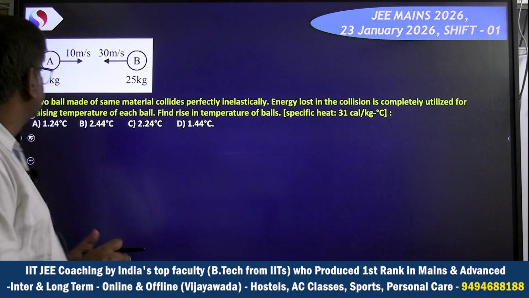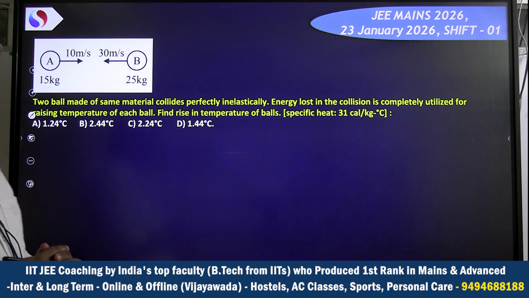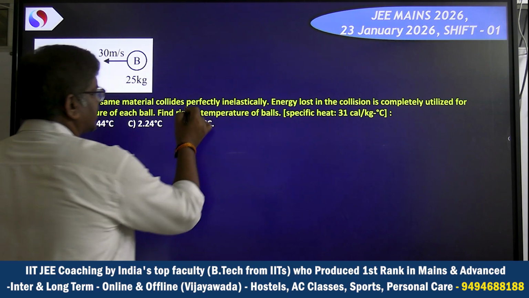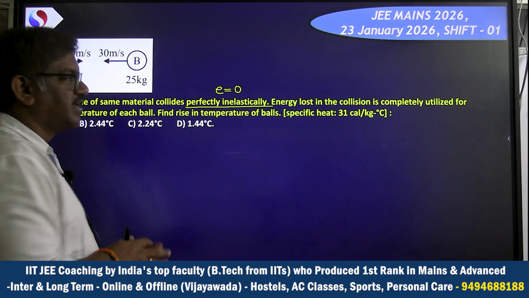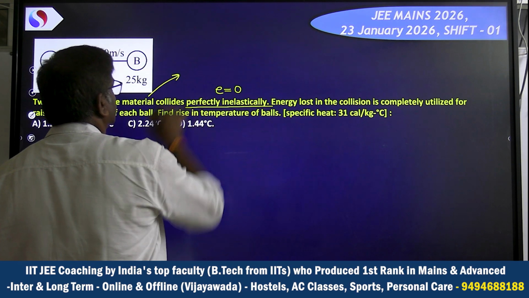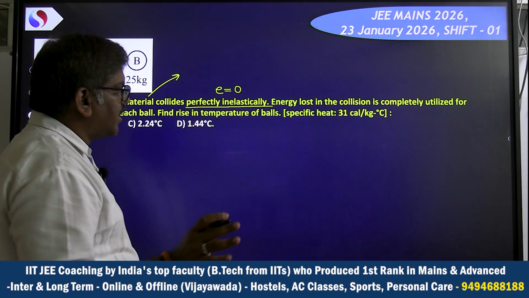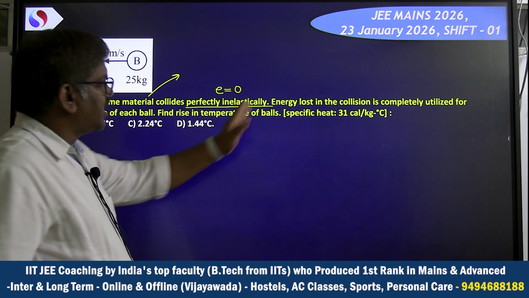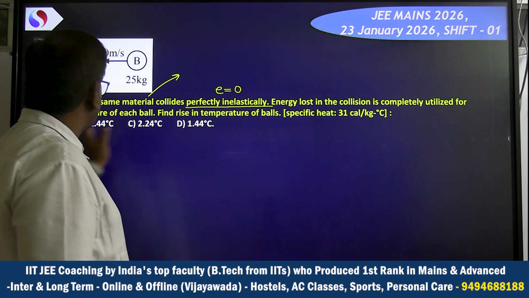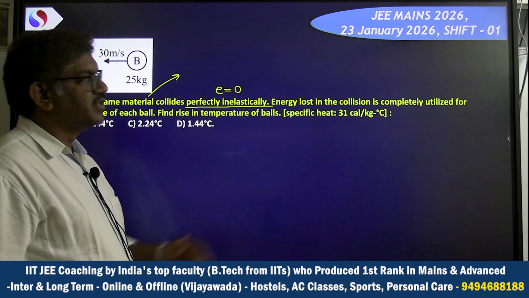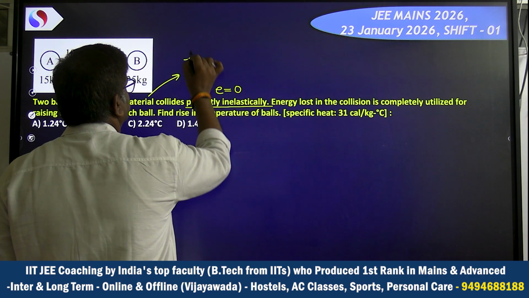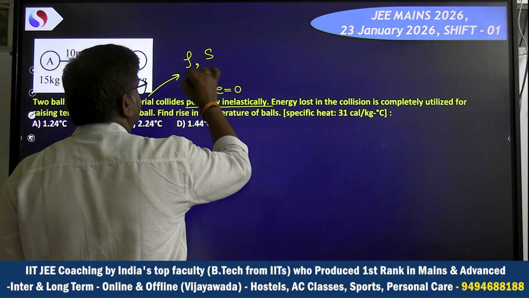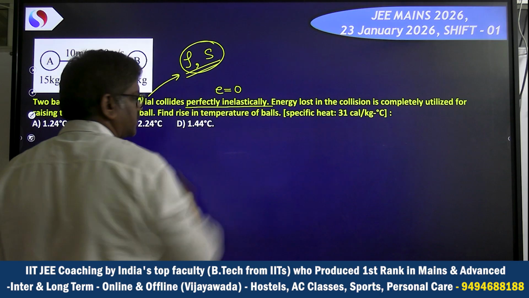Fine. Next one, collision. Lot of mechanics this time. So this is a perfectly inelastic collision, coefficient of restitution equals 0. Two balls made of the same material. When they talk about the same material, that means it has the same density. And as we proceed in this question, the energy lost in the collision is completely utilized to raise the temperature. That means I am going to use the specific heat also. So since these are made of the same material, the density as well as the specific heat capacity are the same for both the balls.